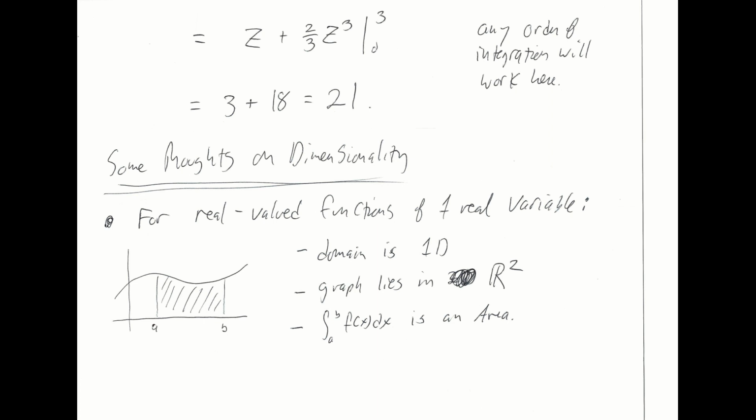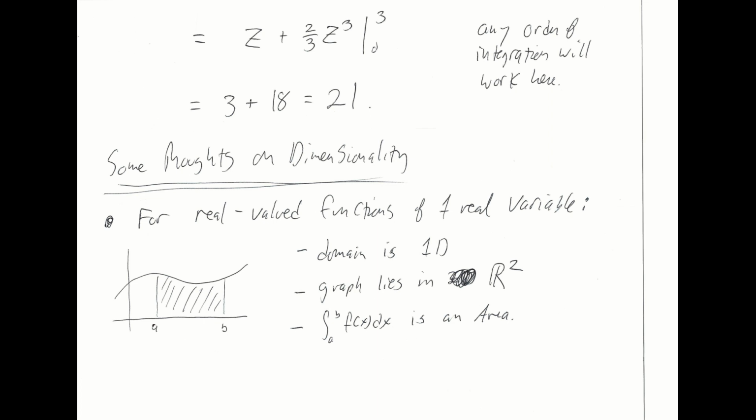So let's think about the dimensionality here, and let's think about what it is that we're finding with these triple integrals of some integrand over rectangular boxes. When we dealt with Calc 2 style problems, so a real valued function of one real variable, it has one real variable as input, a single number as input, and it spits out a single number as output. Here the domain for such a function was one-dimensional, one real variable. And the graph lied in R2.